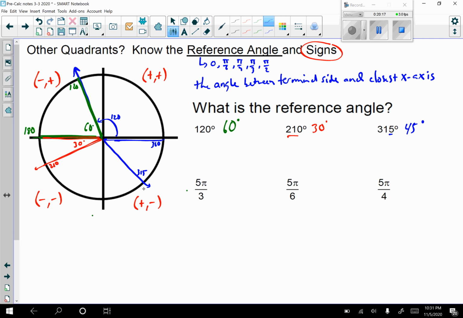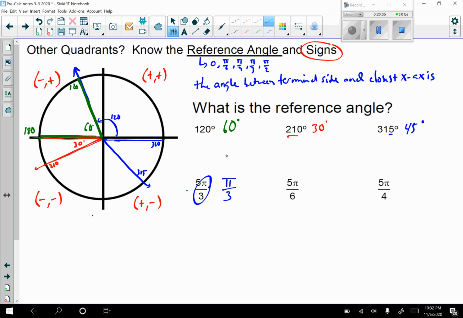Now, 5 pi over 3 is closest to 2 pi. Okay, the difference between those is 1 pi over 3. Well, the reference angle is right there. Take away the coefficient. Pi over 3, that is 60 degrees. That's the reference angle. So pi over 3. That makes it real easy.